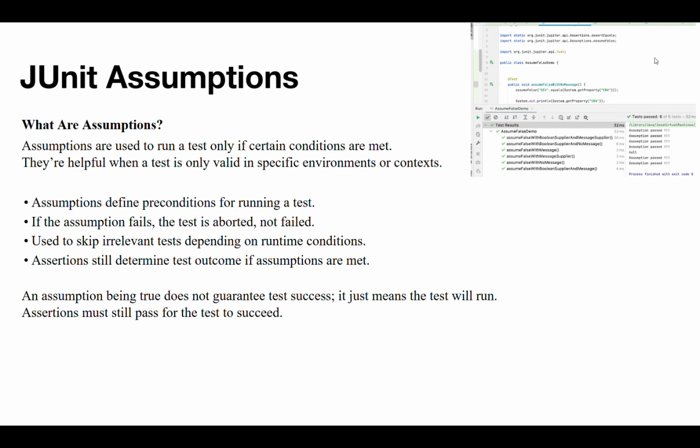So, assumptions define preconditions for running a test. If the assumption fails, the test is aborted, not failed. They're used to skip irrelevant tests, depending on the runtime conditions. Assertions still determine test outcome if assumptions are met. An assumption being true does not guarantee test success. It just means that the test will run, and assertions must still pass for the test to succeed.